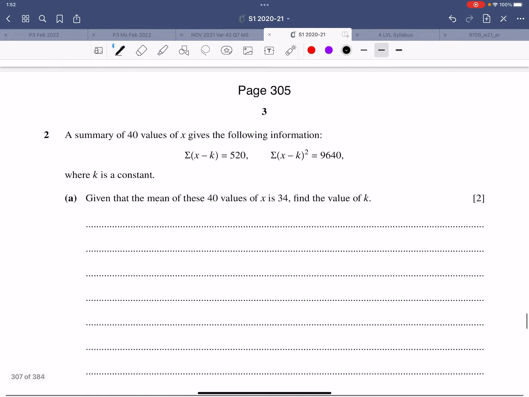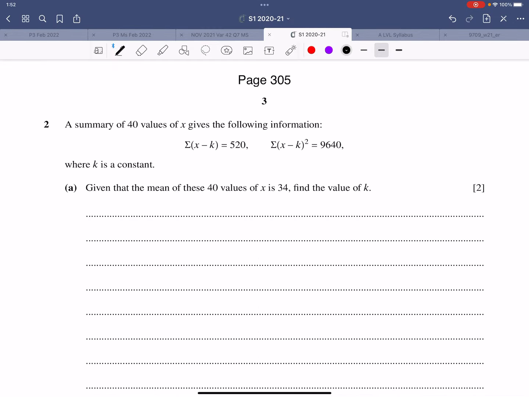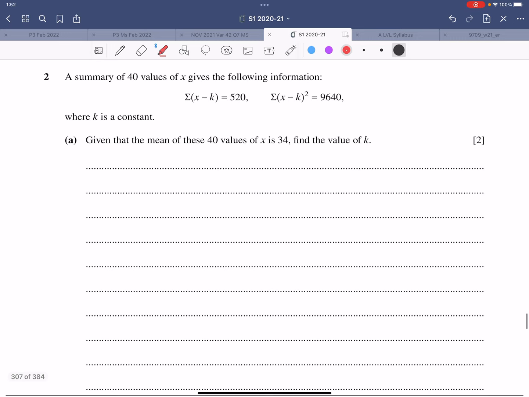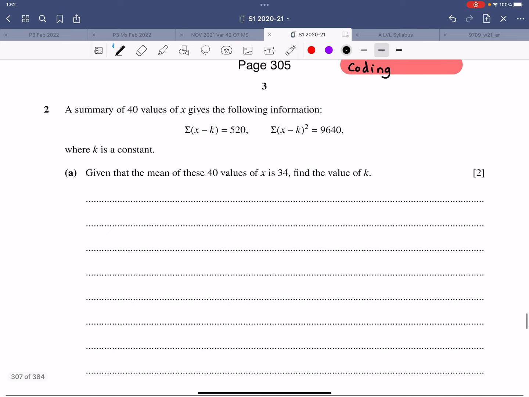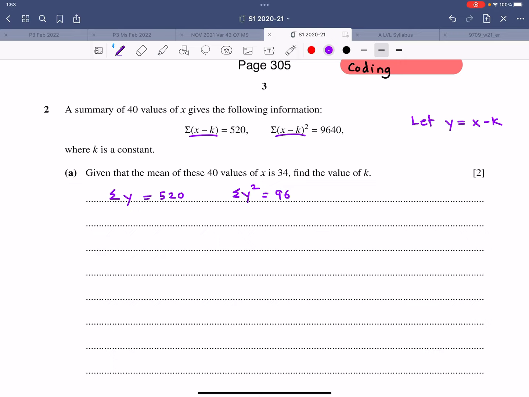Question number 2. It says a summary of 40 values of X gave the following information. So I'm seeing the coding question after a long time. It's called coding, it's called assumed mean. And what do we need over here? Whatever is in the bracket, let y equal x minus k. Therefore, in other words, sigma y is 520, sigma y squared is 9640, the value of n is 40.